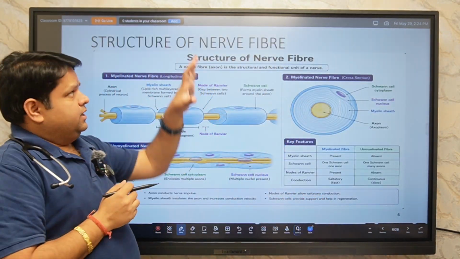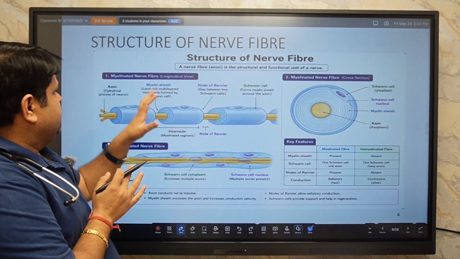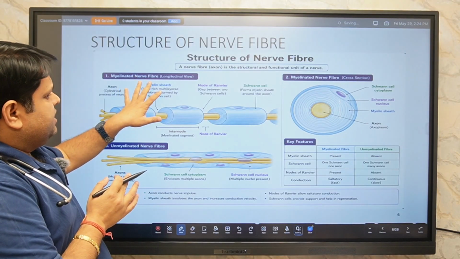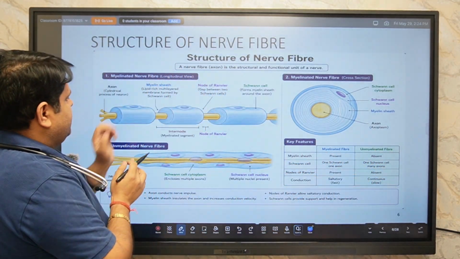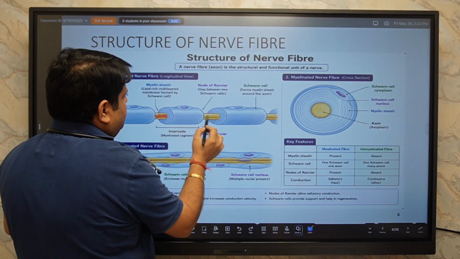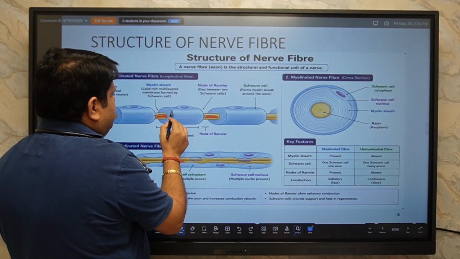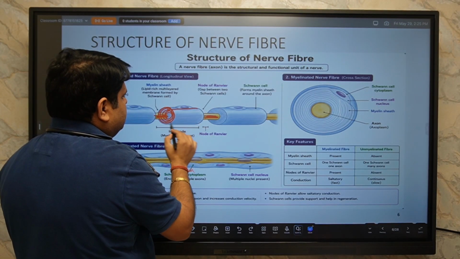Now a brief about the structure of the nerve fiber. There are two main types of nerve fiber: myelinated nerve fiber and unmyelinated, non-myelinated nerve fiber. In a myelinated nerve fiber, inside there is an axon. This is the axon. The axon is covered by the myelin sheath. This is the myelin sheath.